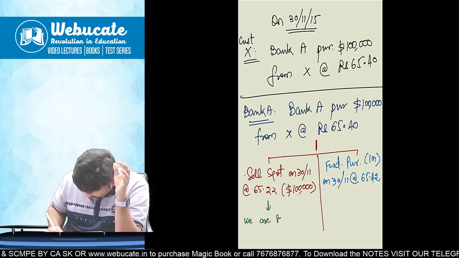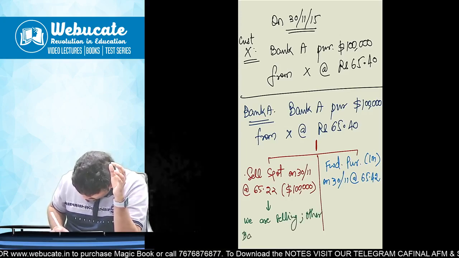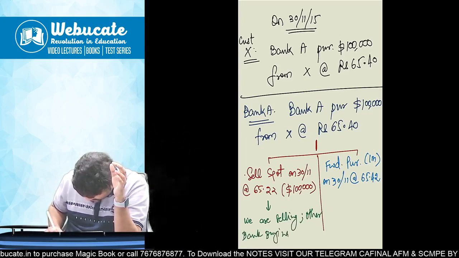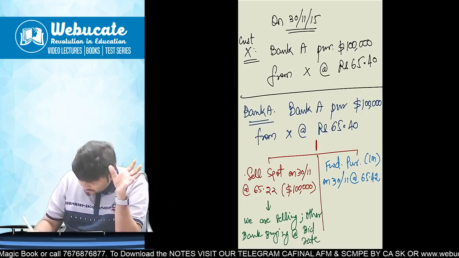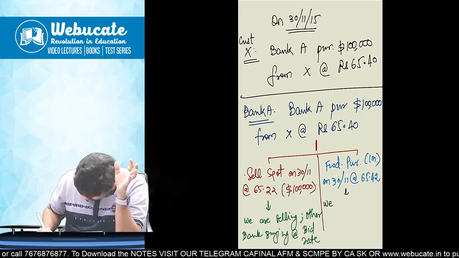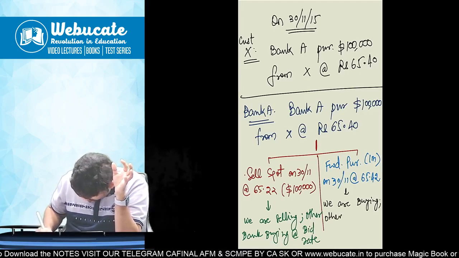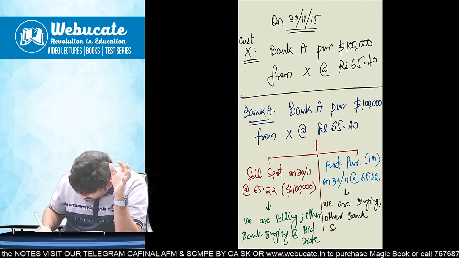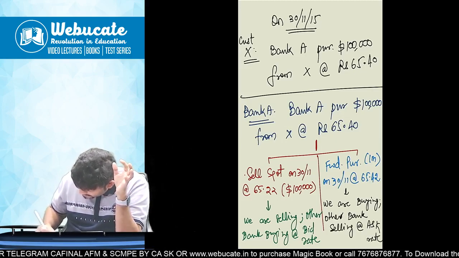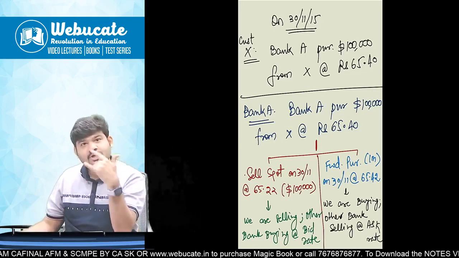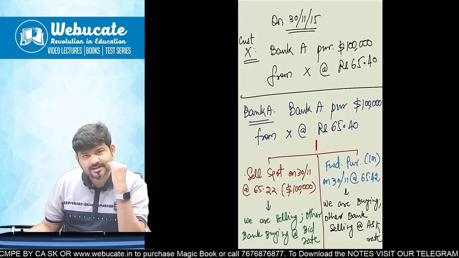Just to give you an idea, here we are selling, the other real bank is buying at the bid rate, so that you don't get confused. And here we are buying, so the other bank is selling at the ask rate. Gotcha, everybody. Done.